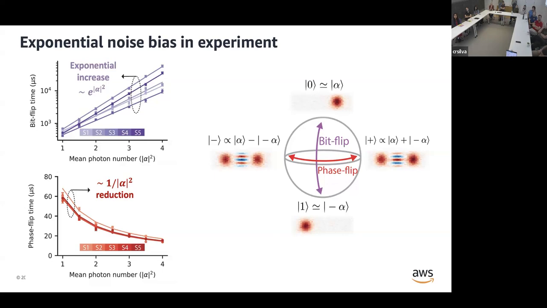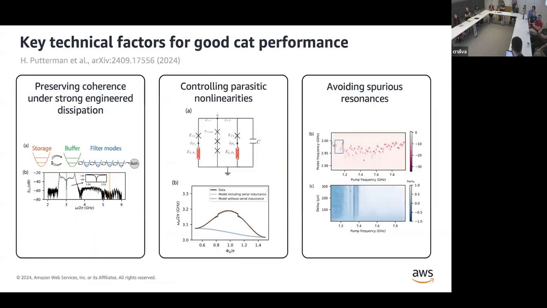And at the same time, we also see this linear phase flip increase. So the phase flip time should go like 1/x, because it's the inverse of the phase flip rate. You see this linear, so this 1/x formula, as we expect. All right.